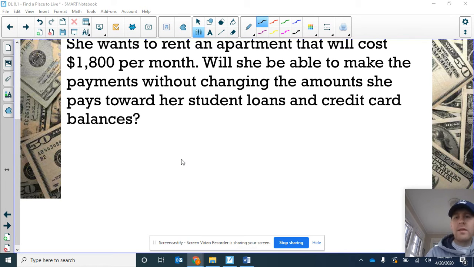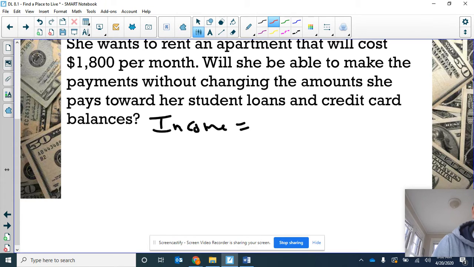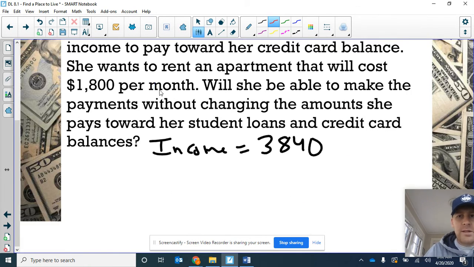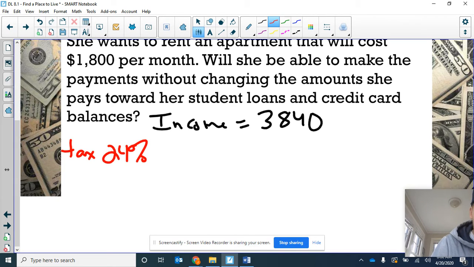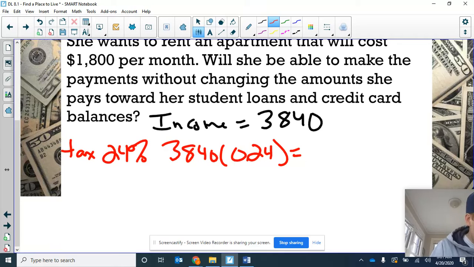Okay, so again, her monthly income is $3,840. So let's start with her tax. And how much was her taxes? Taxes are 24%. Okay, so we're going to go ahead and take her monthly income, this 3,840, and multiply it by 0.24. And that amount ends up being $921.60.